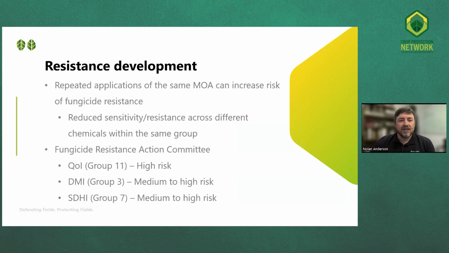Now, the Fungicide Resistance Action Committee, or FRAC for short, has classified all fungicide classes or groups into resistance development risks. And for the field crop fungicides that we commonly see used, our Group 11 QOIs are classified as a high risk of developing fungicide resistance. Our Group 3 DMI and Group 7 SDHI fungicides are classified as a medium to high risk.